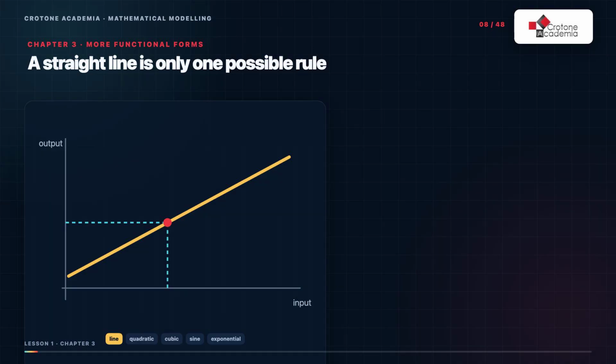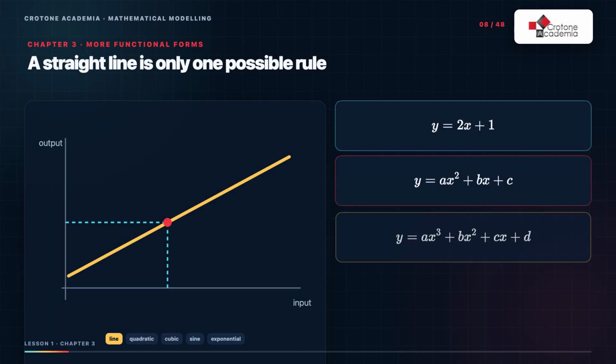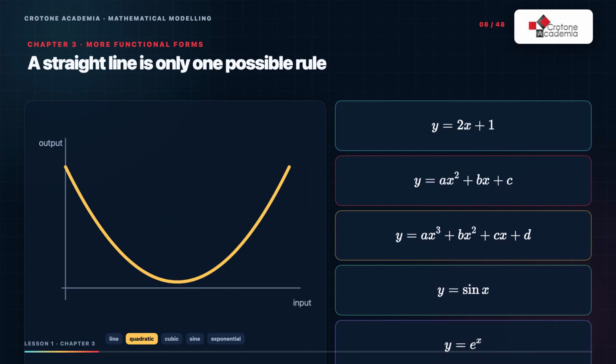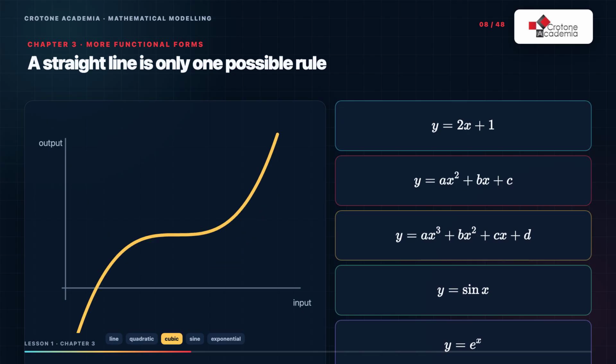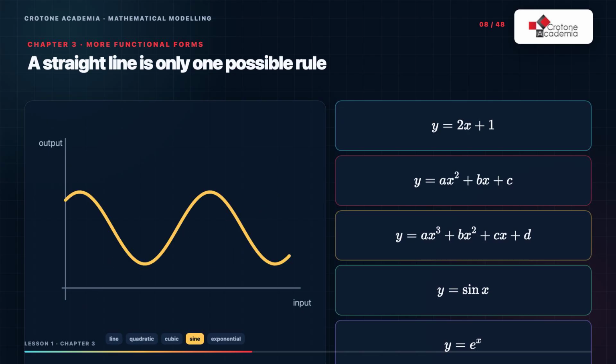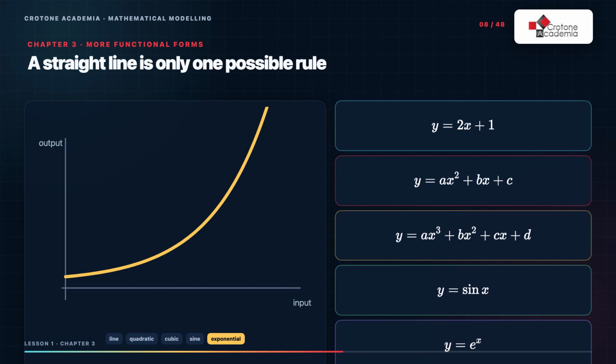A straight line is only one possible form of relationship. A quadratic can bend. A cubic can change curvature. A sine function repeats. An exponential can grow increasingly rapidly. Watch the same input marker move through these different rules. The input has not changed, but the output changes because the relationship changes.